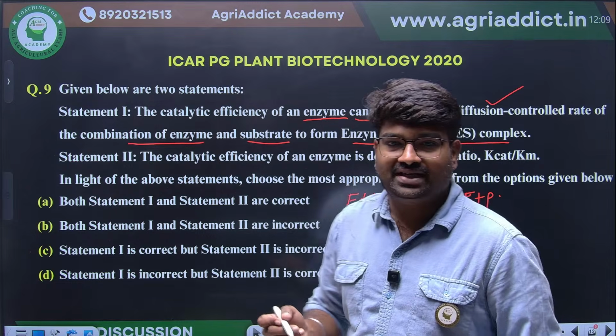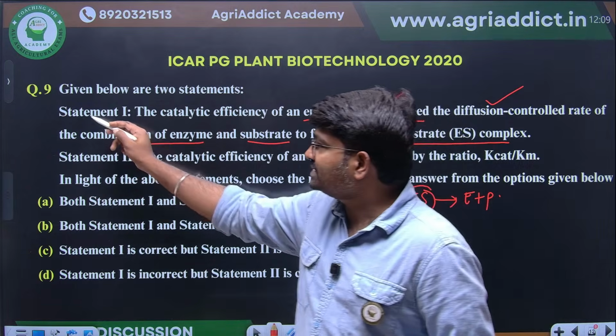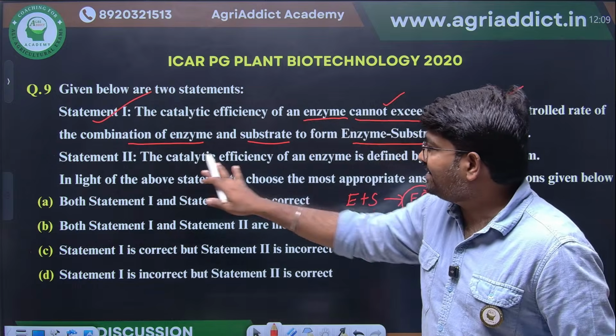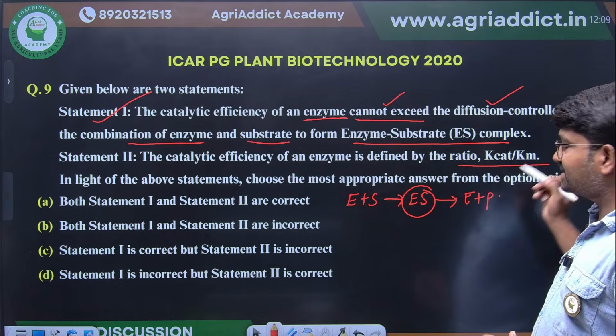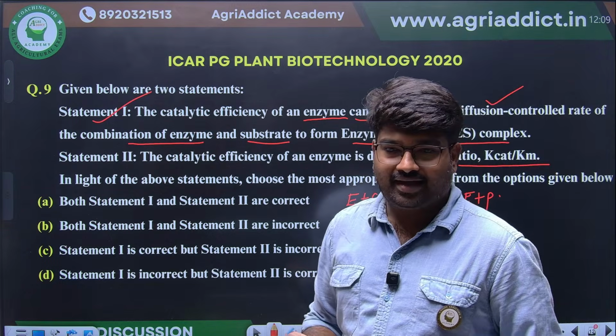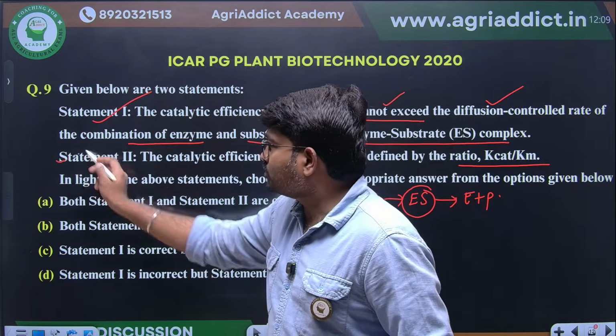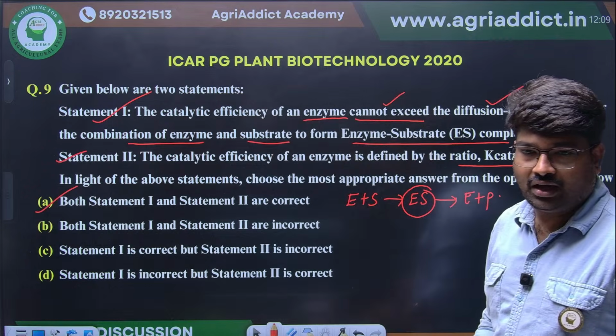This we have already seen in our enzymology class. The first statement is true only. The catalytic efficiency of an enzyme is defined as the ratio of kcat by Km. Yes, this is also true. So both statements 1 and 2 are true.